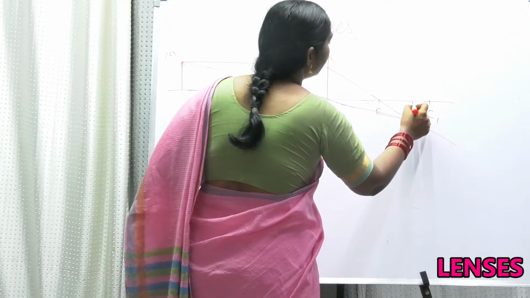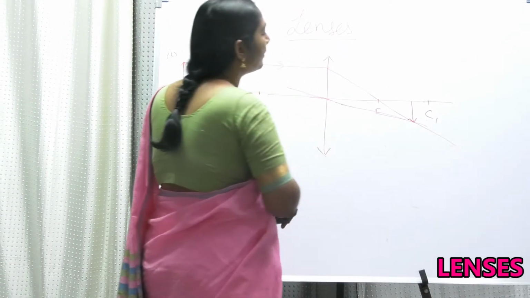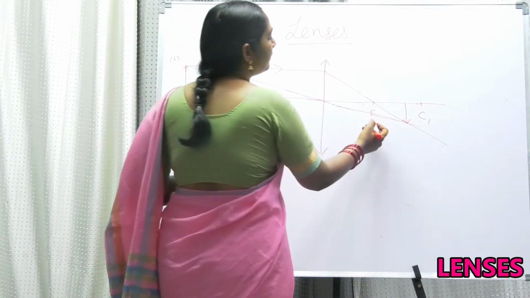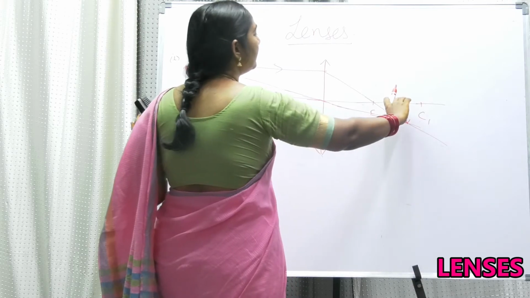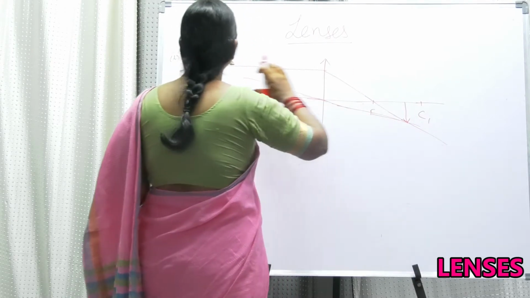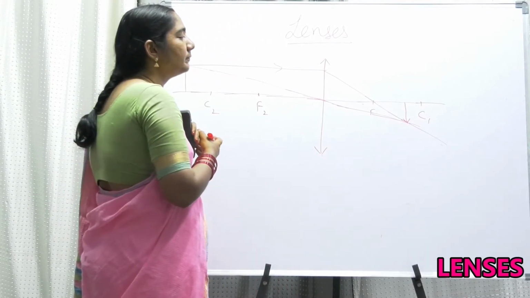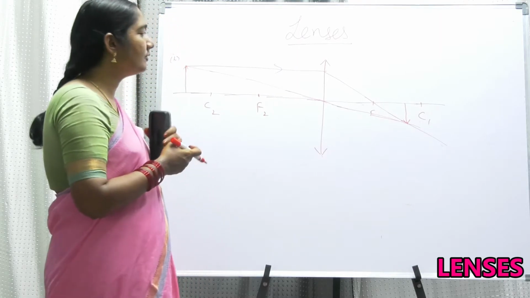These two rays are intersecting at a particular point. This point is between F and C, and the image is inverted. The size is less than that of the object, slightly diminished. So my dear friends, this is the first case.